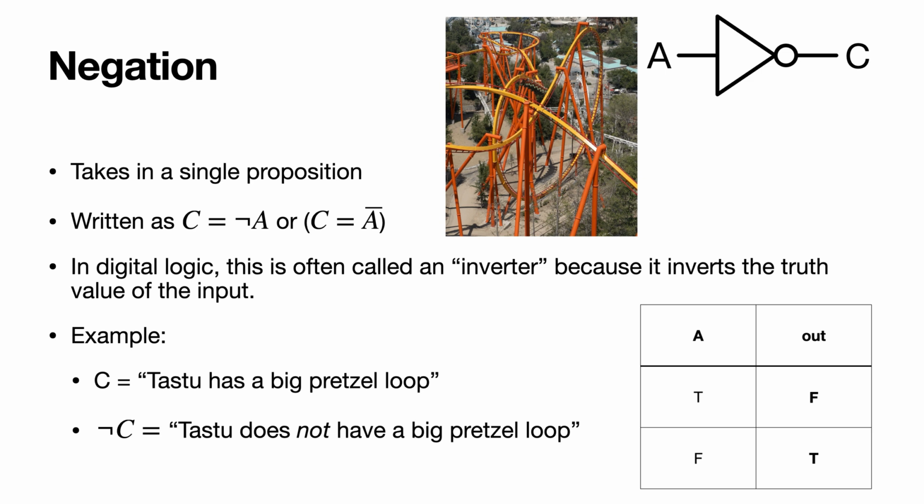And one of the things that's important to note is you can negate a negated claim. In this case, the negatives cancel out. I mean, think what would happen here with the truth table. You'd be back to your original claim. So this would be like saying, it is not the case that Tatsu does not have a big pretzel loop, or, it is false that Tatsu does not have a big pretzel loop, where the negatives cancel, and this is the same thing as saying Tatsu has a big pretzel loop. So think about multiplying a negative number by a negative, you get a positive. It's the same idea here.